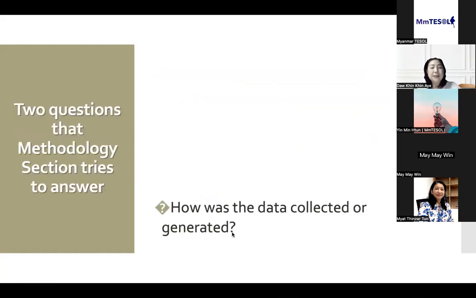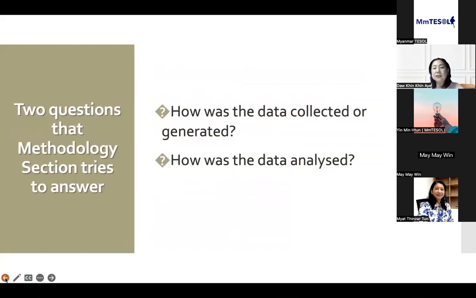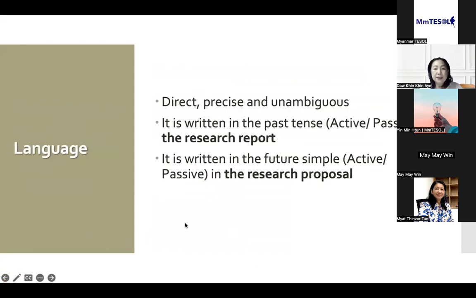The next slide. Now, two questions that in that sense, right? No, previous slide. The two questions that methodology section trying to answer: how was the data collected or generated, and how was the data analyzed? That's why your research question need to provide that information. Okay, now the next one, the next slide, please.